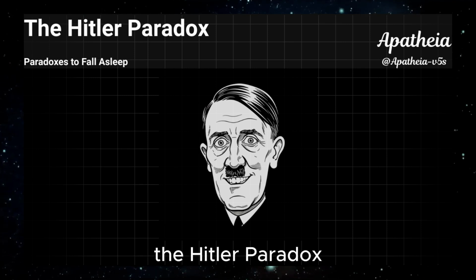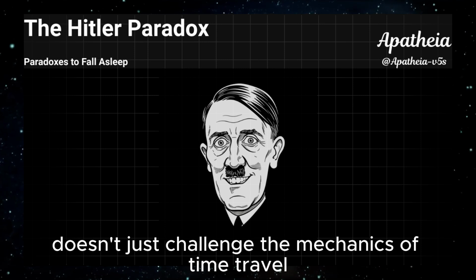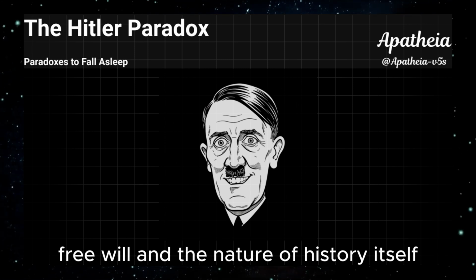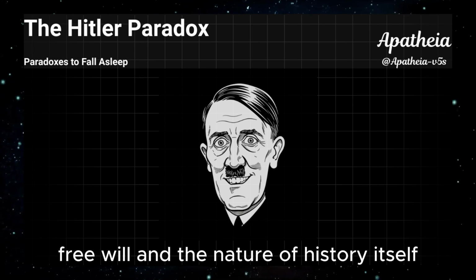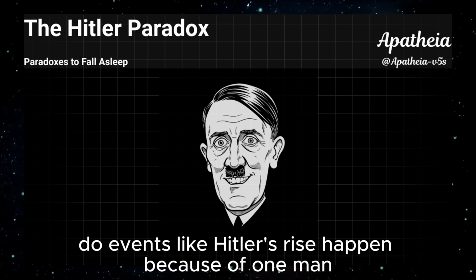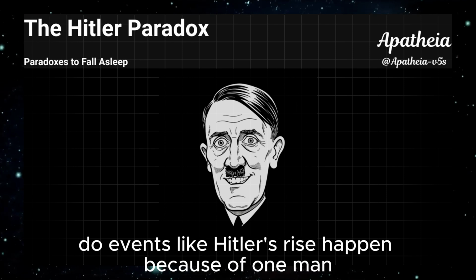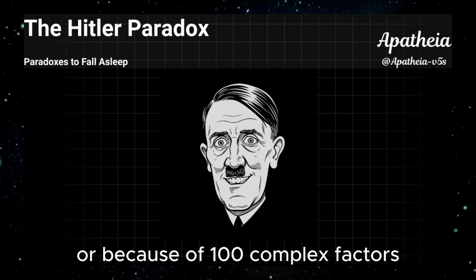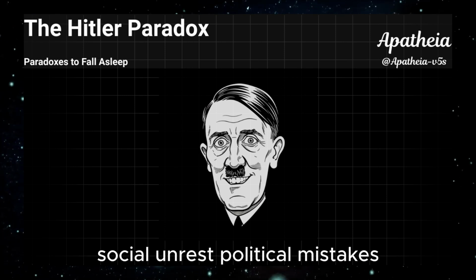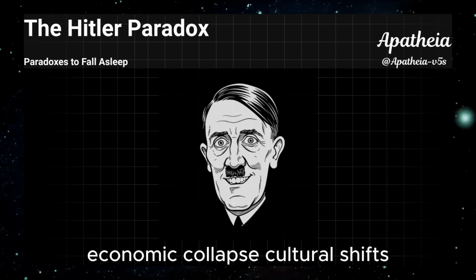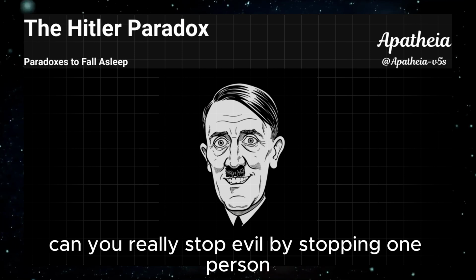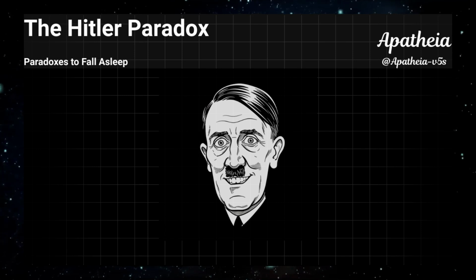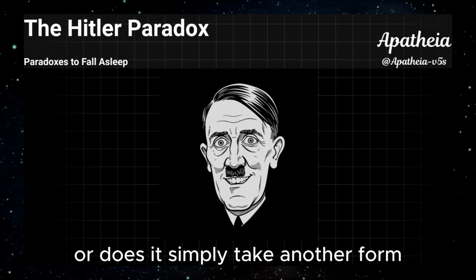The Hitler paradox doesn't just challenge the mechanics of time travel. It forces us to think about fate, free will, and the nature of history itself. Do events like Hitler's rise happen because of one man? Or because of 100 complex factors: social unrest, political mistakes, economic collapse, cultural shifts? Can you really stop evil by stopping one person? Or does it simply take another form?